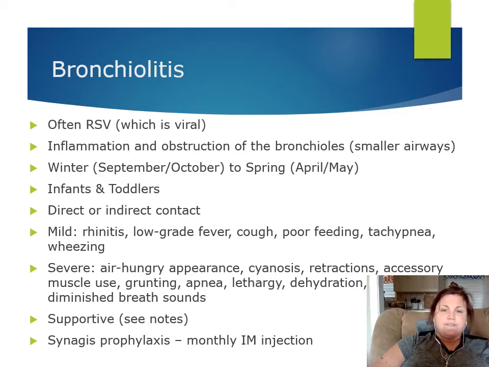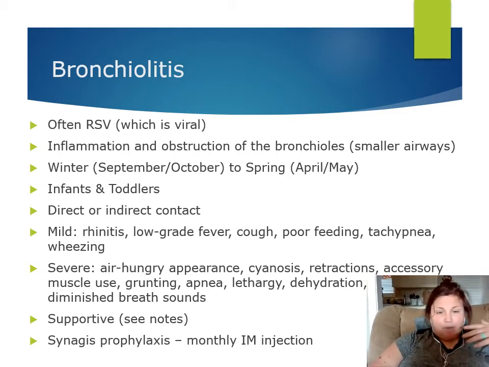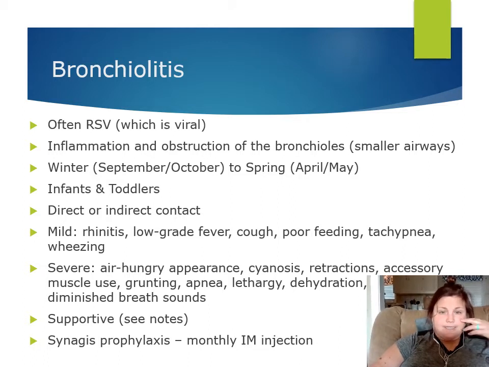It affects infants and toddlers most of all, and it can be spread from direct or indirect contact. Children with RSV generally have rhinitis, which is the runny nose, and a low-grade fever. They may be coughing. They may be a poor feeder, with rapid breathing and wheezing if it's a mild form. That's a good scenario.